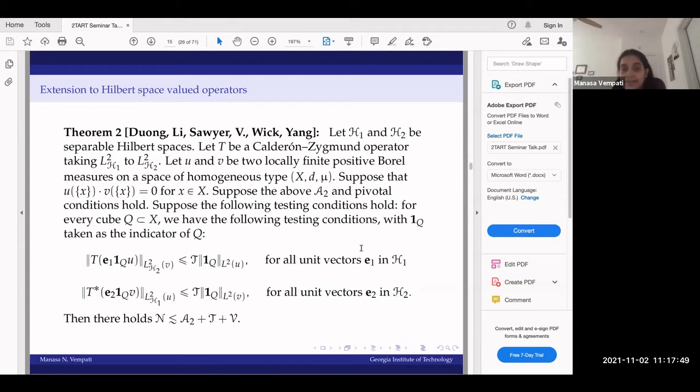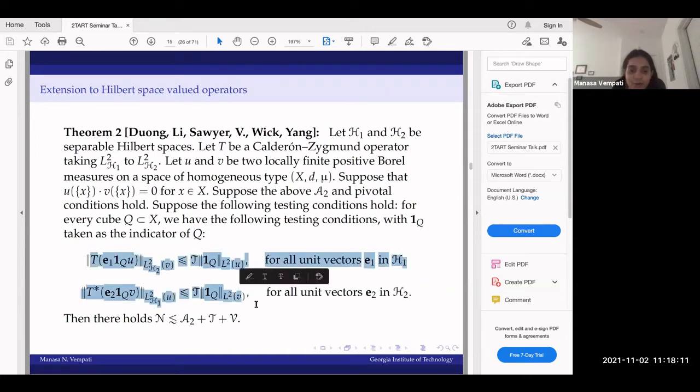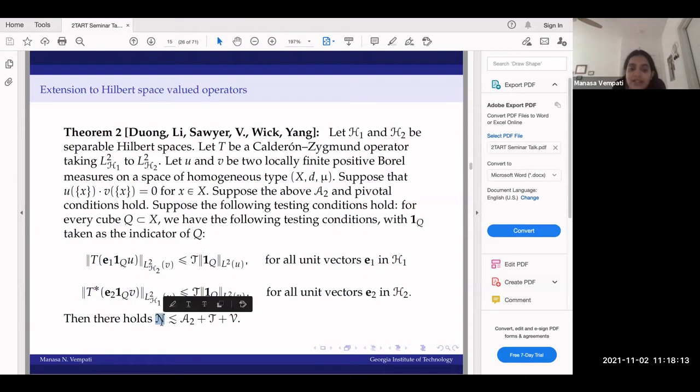Now coming to the statement of our extended version of the theorem, for that we consider two separable Hilbert spaces H1 and H2. T is a Calderón-Zygmund operator that takes L^2(H1) to L^2(H2). U and V are two weights on the space of homogeneous type that do not share a common point mass. We suppose that the A2 and the pivotal conditions both hold. Then this theorem says that if these testing conditions that you see here hold, then we are able to get the best constant to be bounded above by some constant times A2 plus tau plus nu, which are the A2 condition, the testing condition, and the pivotal condition constants.